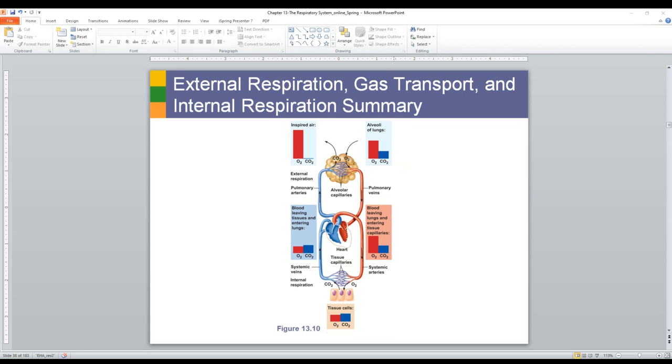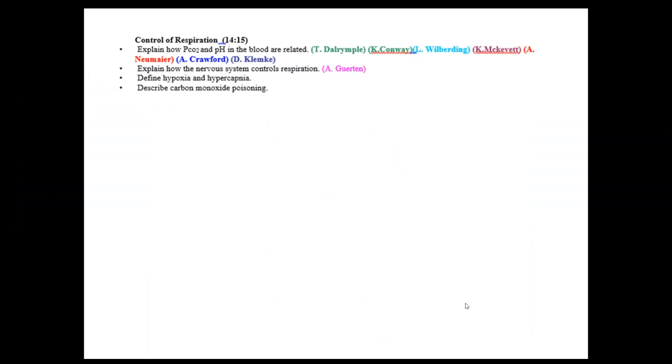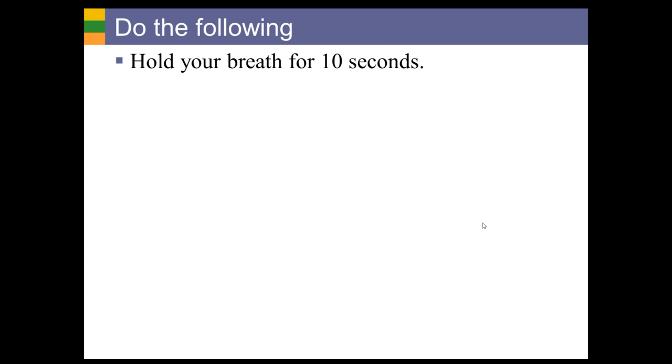Okay, well, if there are no questions, let's cover our last topic. And our last topic is on control of respiration. So this is how the body controls pulmonary ventilation. We're going to explain how carbon dioxide and pH in the blood are related, which I've sort of touched on already, and there were lots of questions about that. Explain how the nervous system controls respiration, define hypoxia and hypercapnia, and describe carbon monoxide poisoning.